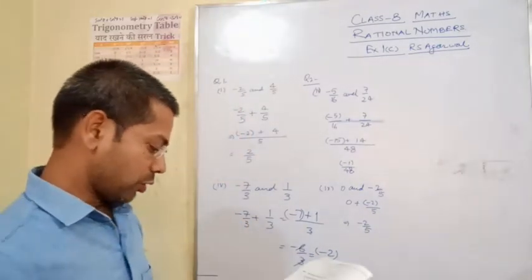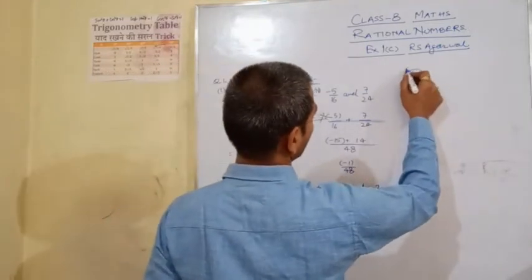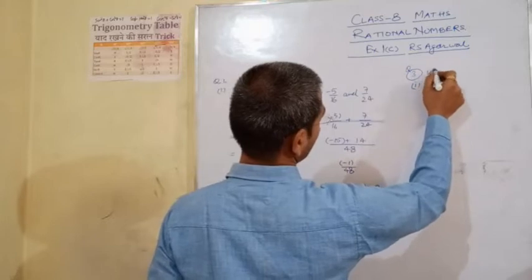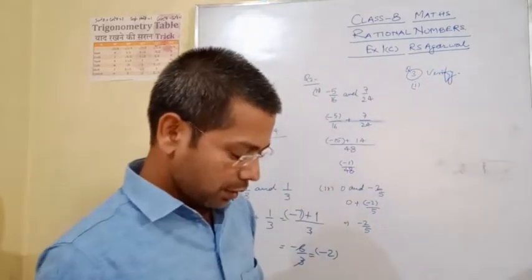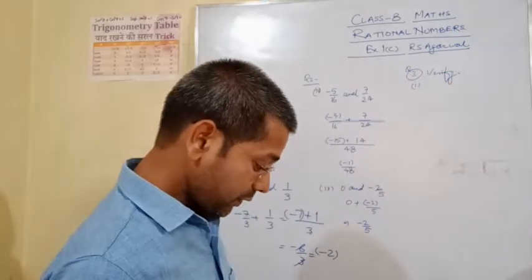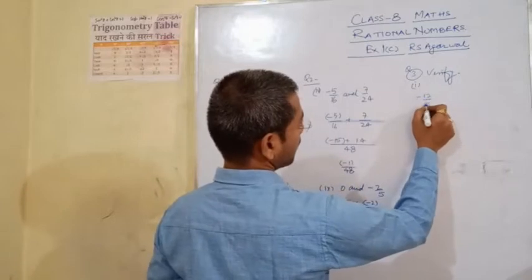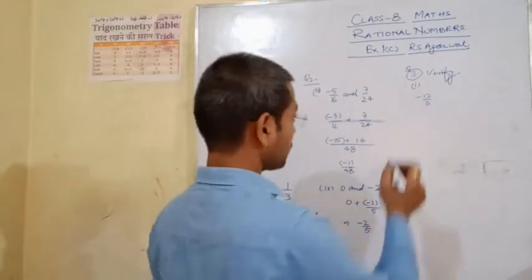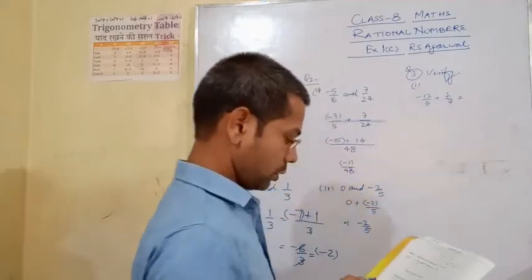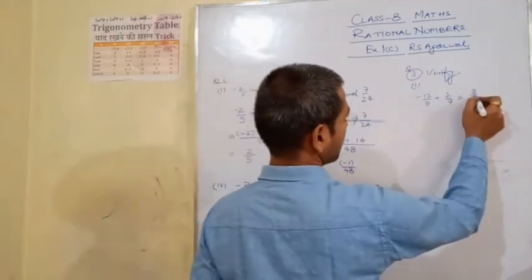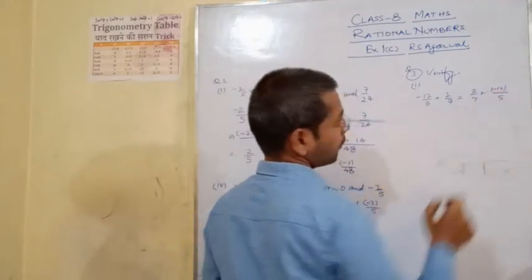Now, the third question. It is asking us to verify. Question 3, first part. Verify the following. The first part is minus 12 upon 5 plus 2 upon 7 is equal to 2 upon 7 plus minus 12 upon 5.